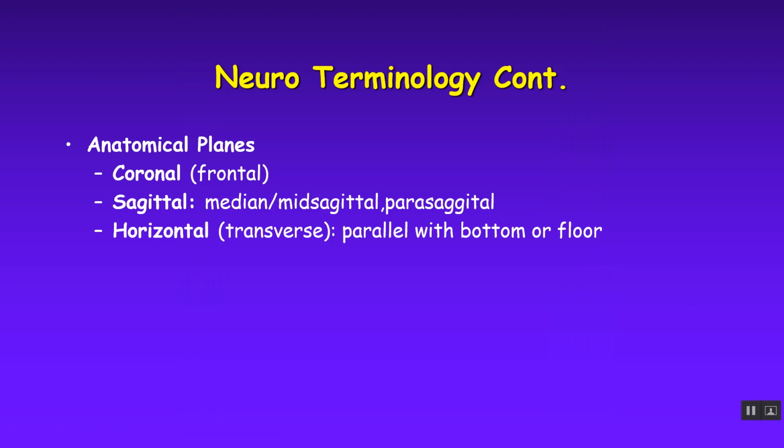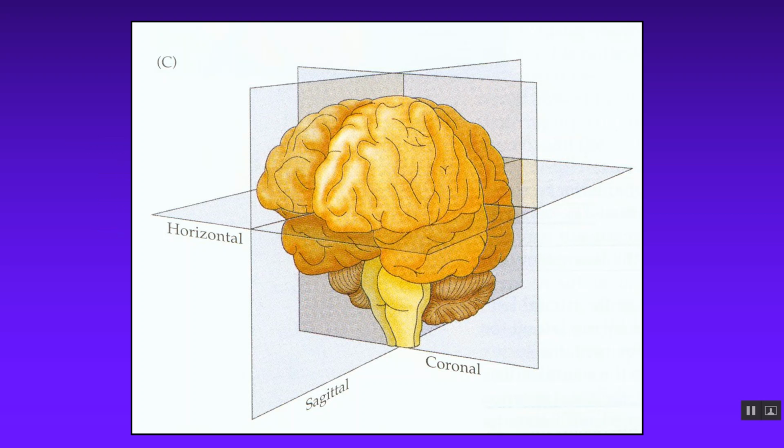We also have anatomical planes. Just like you have anatomical planes through the body, we have them through the nervous system. Okay, the coronal plane or the frontal plane, a sagittal plane down the middle, or a horizontal plane or transverse plane. Okay, so I'll show you some examples of that. So here's our different planes.